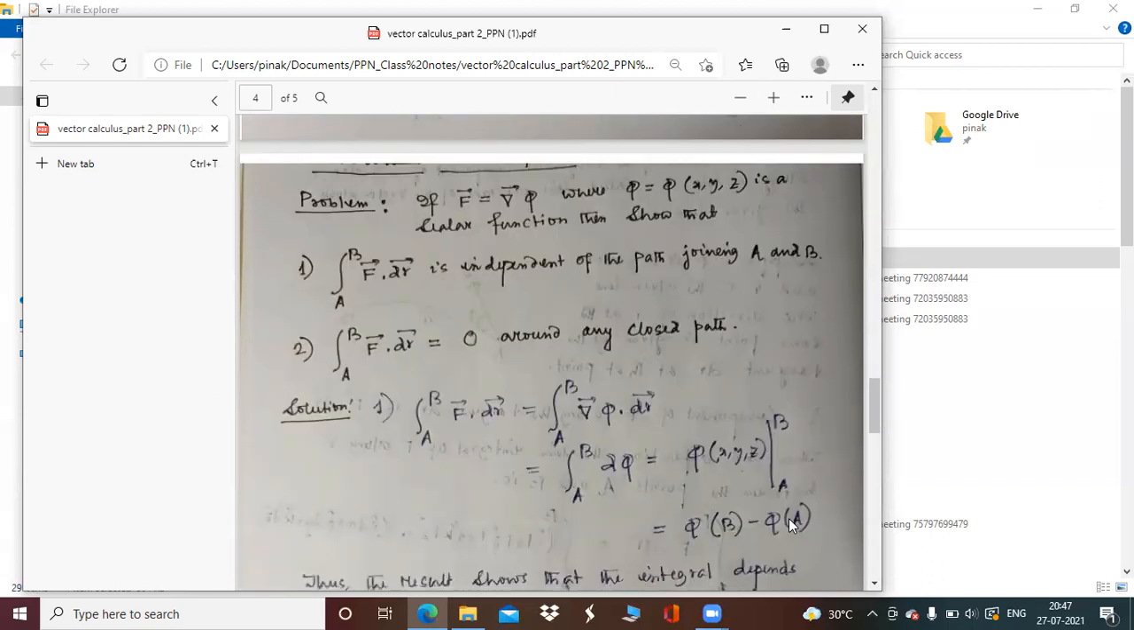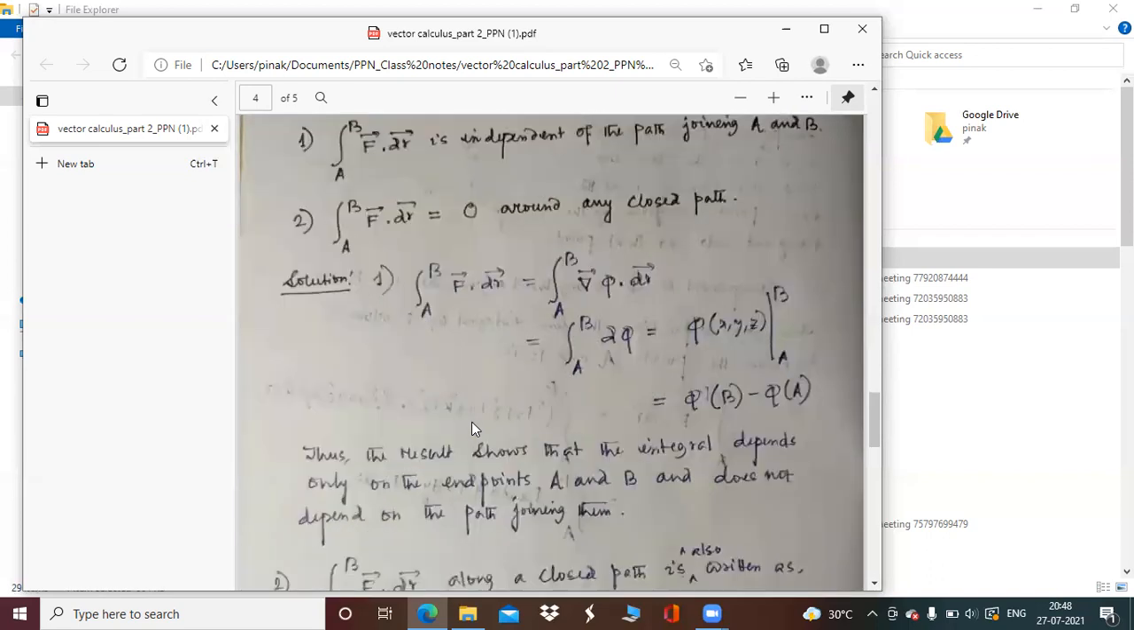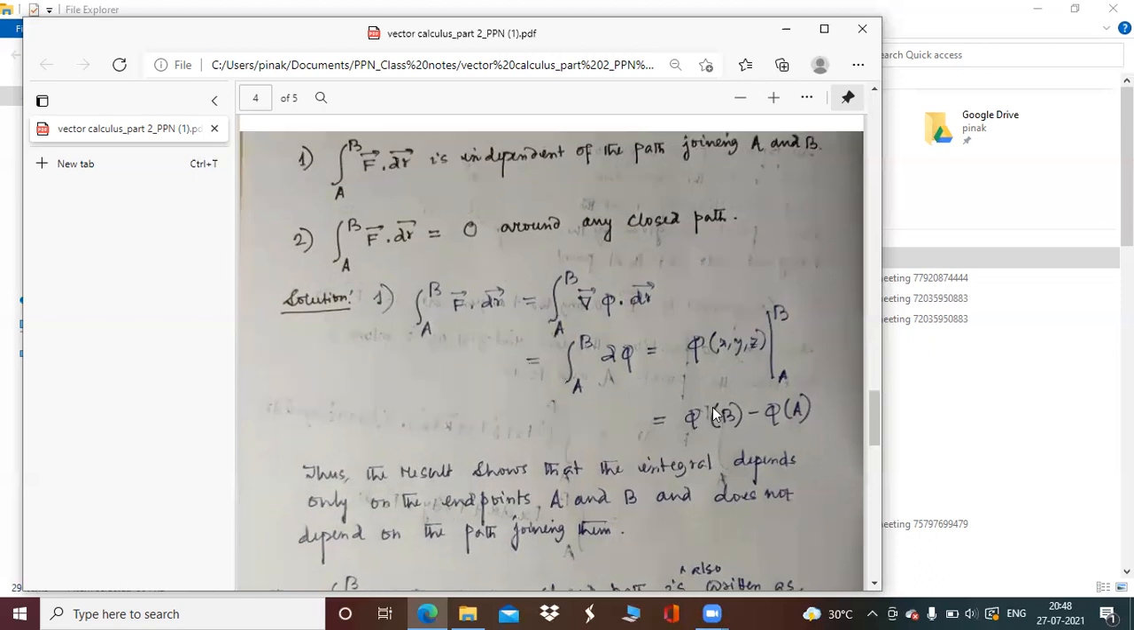Now if you put the limits, the result becomes phi of B minus phi of A. Now see, the result contains the value of phi at the point B minus the value of phi at the point A. So this is the result of this integration. Now, what does this result mean actually? This result shows that the integral depends only on the endpoints A and B, as is evident from this expression, and it does not depend on the path joining A and B. So here is the proof.